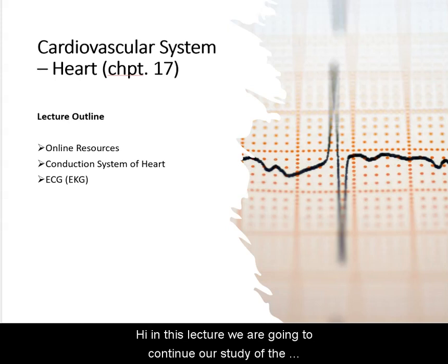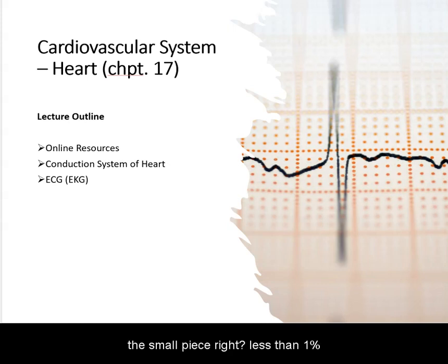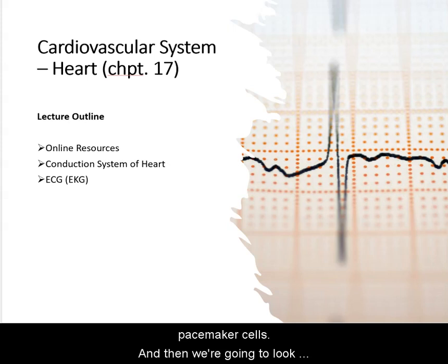Hi, in this lecture, we are going to continue our study of the heart by looking at the pacemaker cells, which you previously learned, and focusing in on the conduction system of the heart. So the conduction system of the heart is kind of like the electrical wiring I referred to earlier. And the conduction system is the small piece, right, less than 1% of the heart, that contains these pacemaker cells. And then we're going to look at the ECG or EKG because it's measuring the electrical activity of the heart, which is generated by these cells.